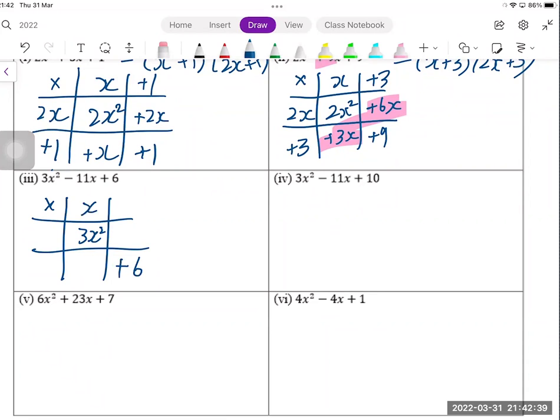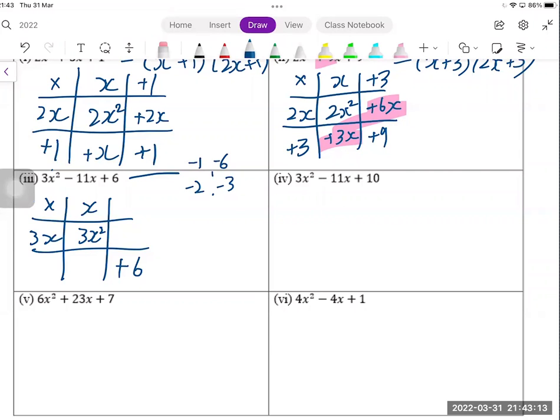For 3x squared, the only possibility is x and 3x, because 3 is a prime number, the only factors it has are 1 and 3. But now for 6, I have quite a few combinations. I noticed that I want a -11. So can I do it as just 1, 6, 2, 3? The answer is no, because with 1, 6, and 2, 3, I can't get a -11x. I need them to be negative. So I have -1 and -6, -2 and -3.